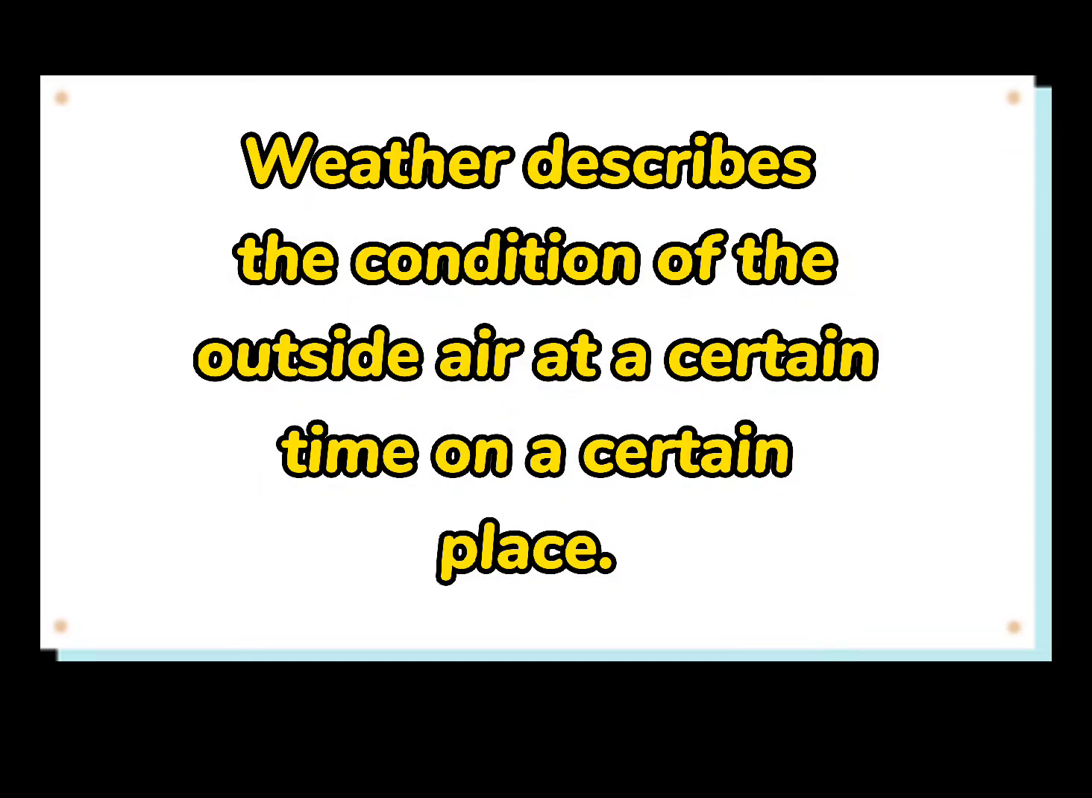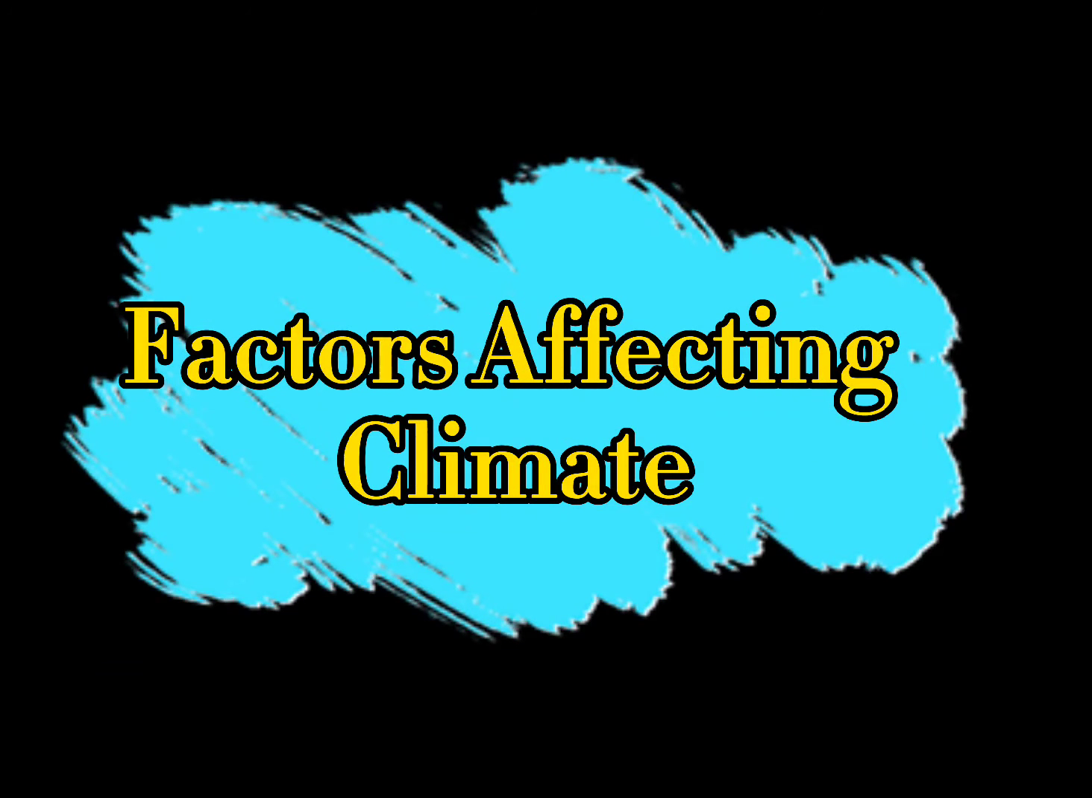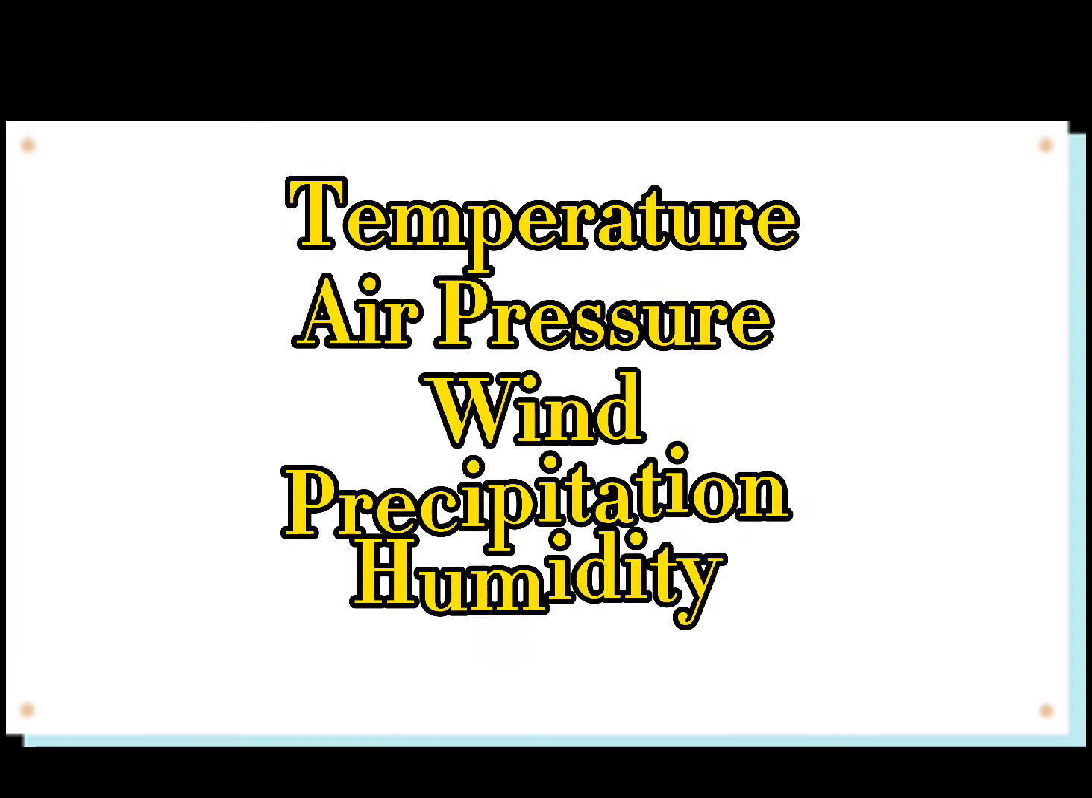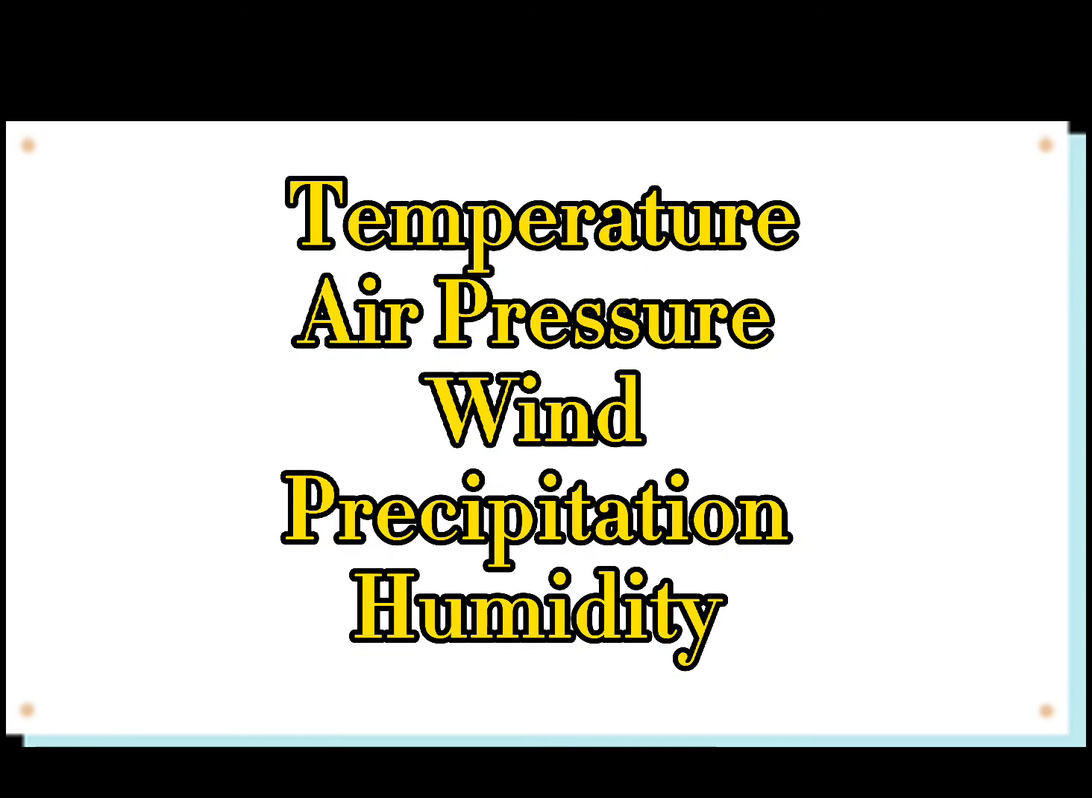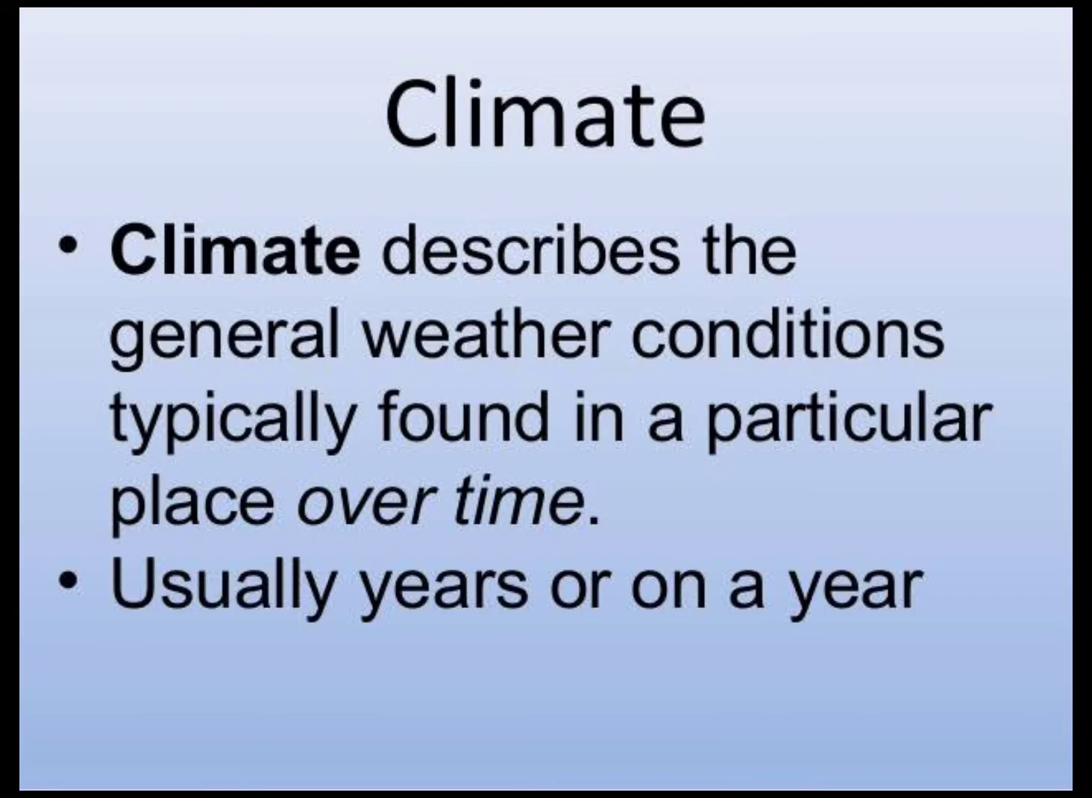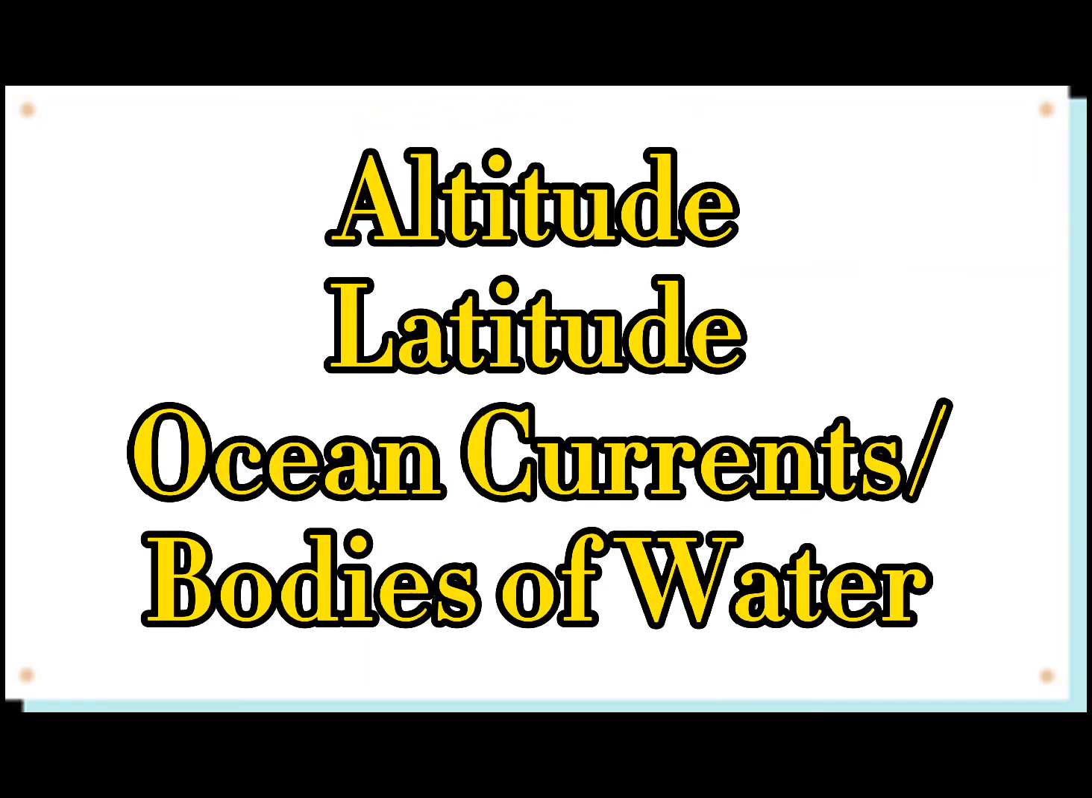Going back to the activity a while ago, weather describes the condition of the outside air at a certain time and a certain place. Many factors contribute to the changes of weather, such as temperature, air pressure, wind, precipitation, and humidity. Climate, on the other hand, is the general pattern of weather in a certain area over a long period of time. The climate of an area is influenced by altitude, latitude, ocean currents, and bodies of water.